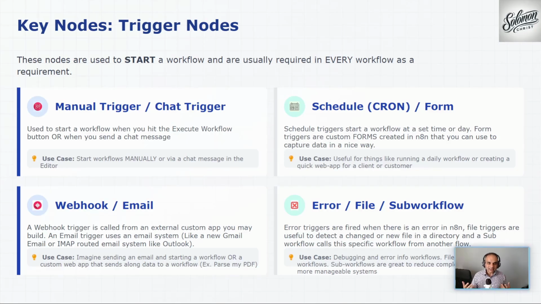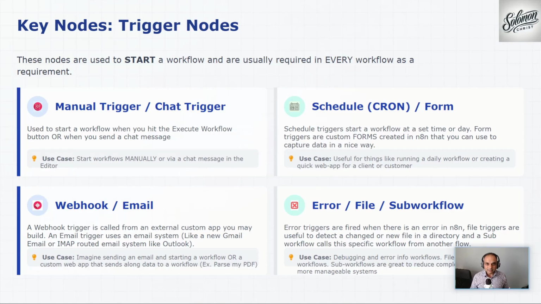The next type of trigger node is a webhook or an email trigger. So a webhook is you've created an external application and then you call an endpoint, which n8n actually shows you. And then once you call it, it will actually fire off the workflow. All right, so that's the webhook one.